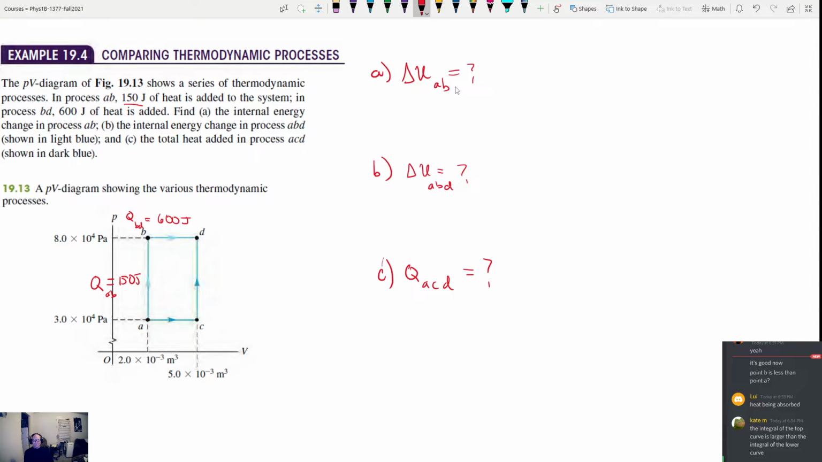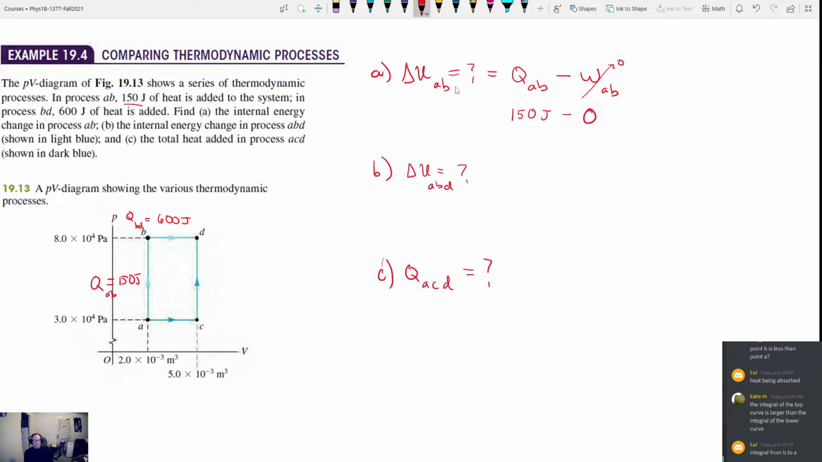Okay. Part A. We know the change in internal energy according to the first law of thermodynamics along the path A to B has to be equal to the heat added minus the work done, right? We know that the heat added is 150 joules. How do we calculate the work done along the path A to B? Or can anyone tell me what it's equal to? It's going to be equal to 0. Why is that?